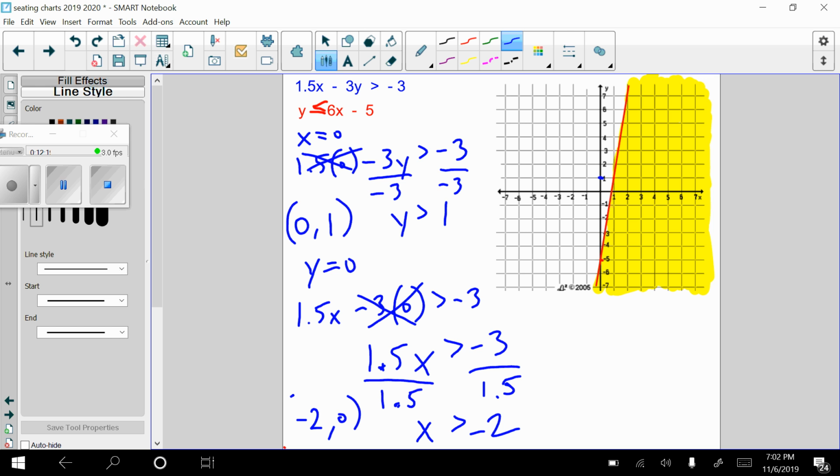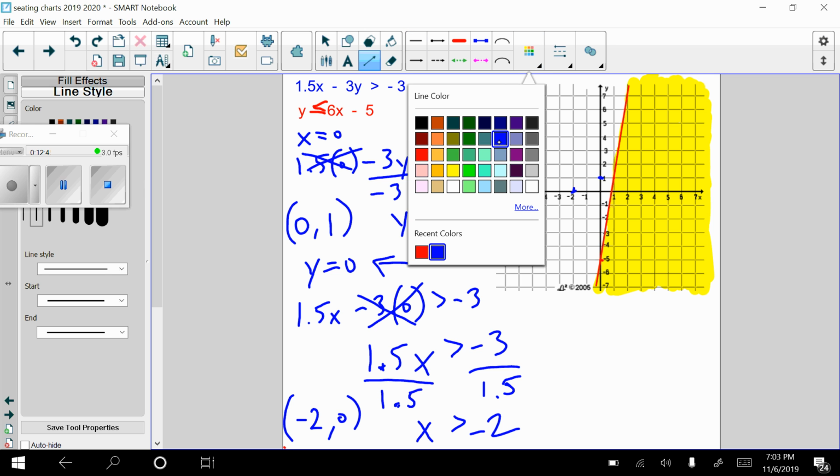Because again, I made y equal to 0 at the beginning of this right here. So now I just need to plot that point. So I go to negative 2, 0, right there. Now I'm just going to draw the line that connects those 2 points.